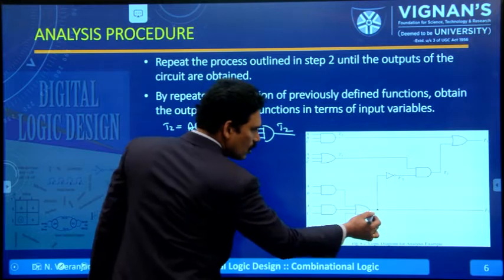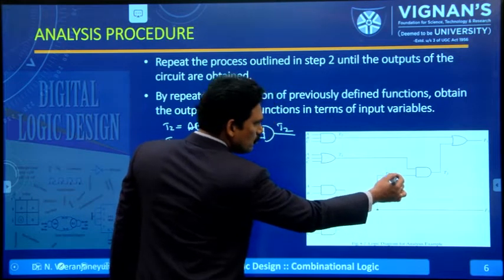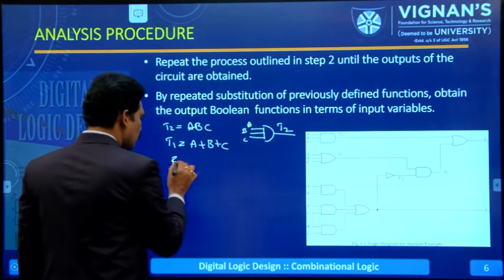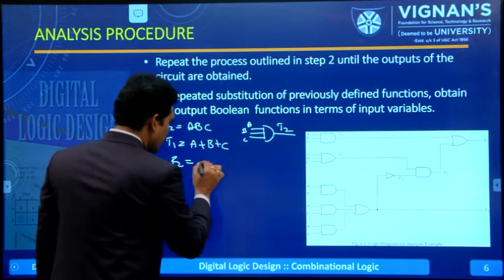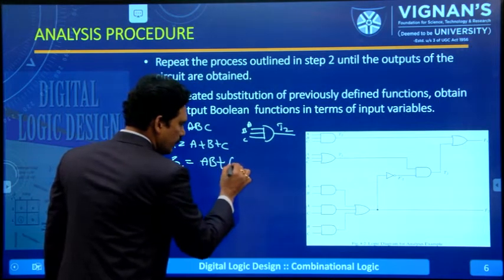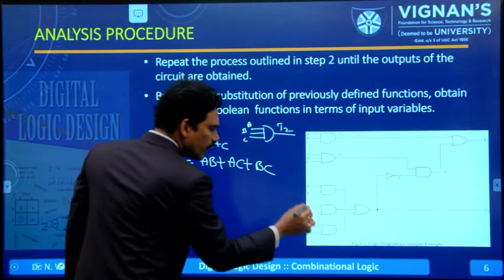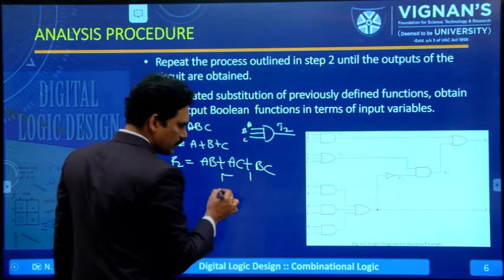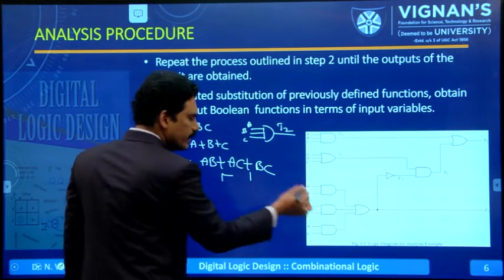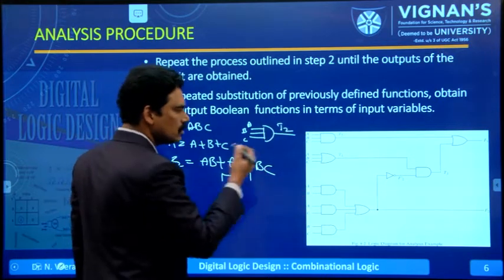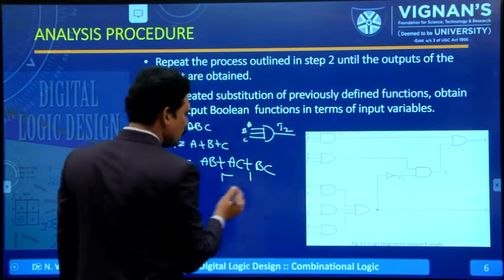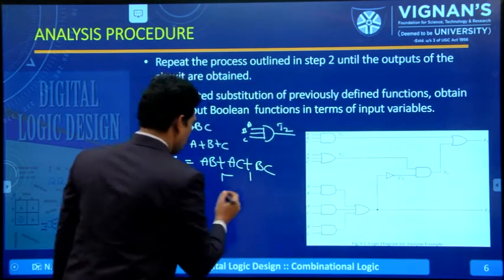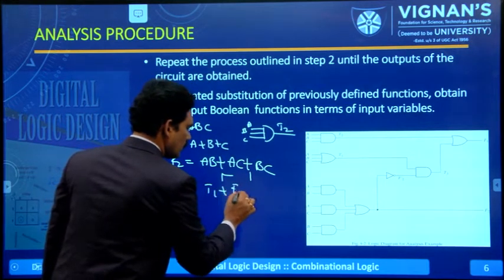These three are AND gates. Now, what is this F2? This is F2 bar, which means this is F2. F2 is equal to AB plus AC plus BC. Why are we writing plus here? Because this is an OR gate. So AB, AC, BC, like that we have to generate. And T3 is equal to T1 plus F2 bar.